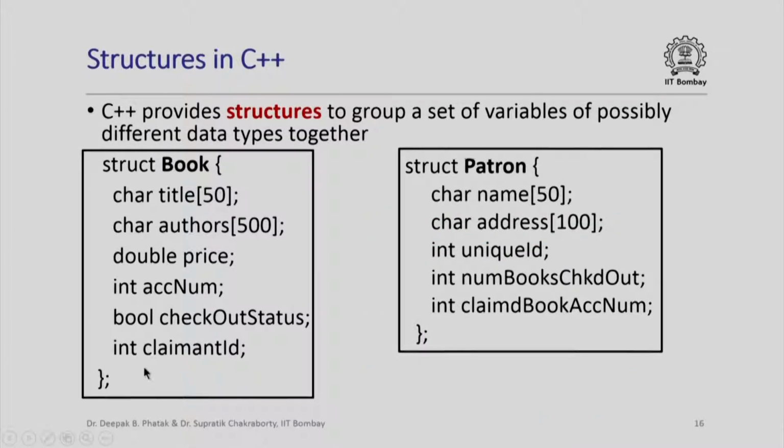And just like we have grouped information about a book together in a structure, we could also group information about a patron in a structure. This is very similar to what we have done for books, except that here I am storing the name, address, the unique ID of a patron, the number of books checked out by the patron, and the accession number of any book claimed by the patron.